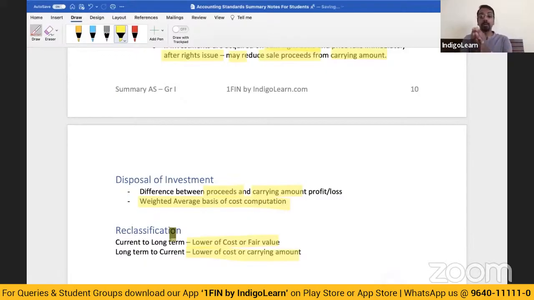Then when you are reclassifying, what should be the amount you should recognize in the balance sheet? Lower of cost or fair value. This is the same principle you apply to value current investments.